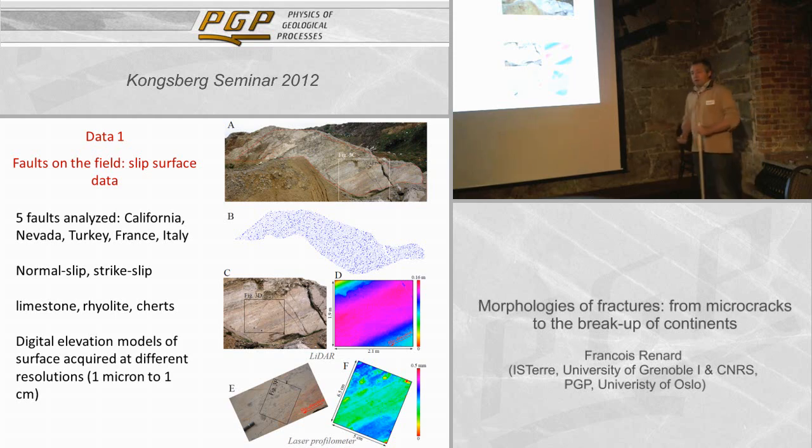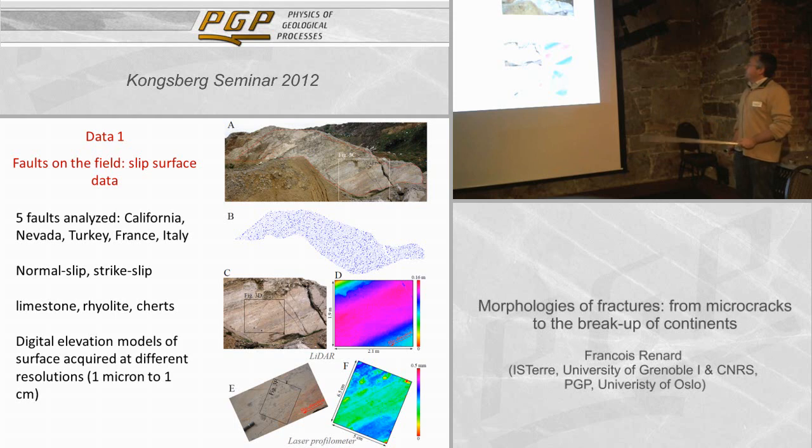So I will show you 3 kinds of data. One of them is faults on outcrops, faults on which some earthquake occurred. Another set of data is earthquake traces. So when an earthquake breaks the earth, you can have this trace of the earthquake, and that's a rupture. And the last one will be these continents I showed you before.